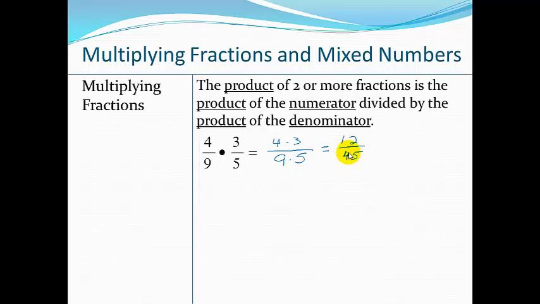So some of you might have already noticed that there is a common factor that I could have divided out earlier, and that one is 3. So I'm going to go ahead and divide the top by 3 and the bottom by 3 to simplify, to put the fraction in simplest form. So 12 divided by 3 is 4. 45 divided by 3 is 15.